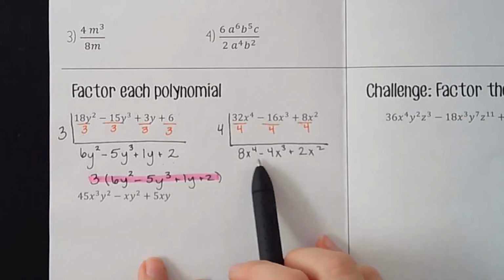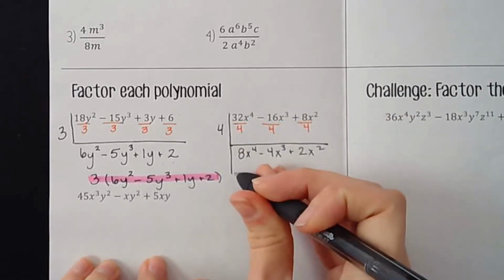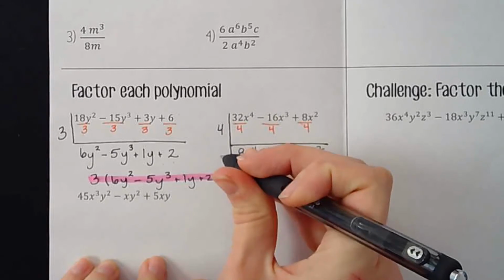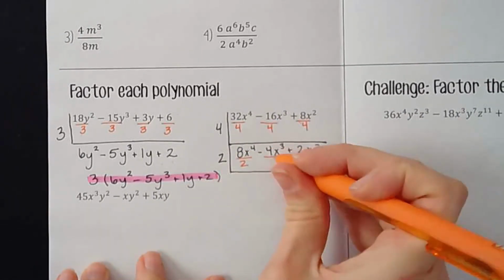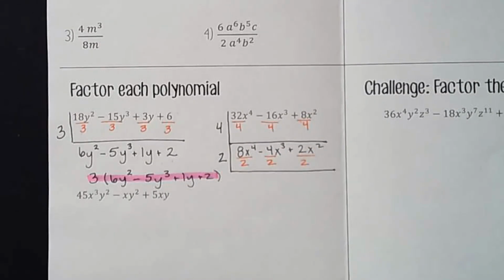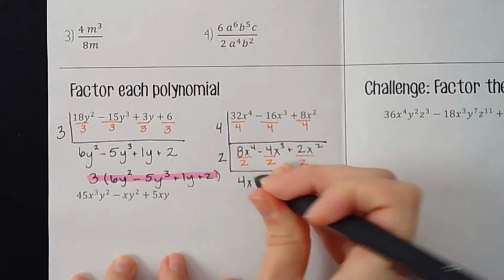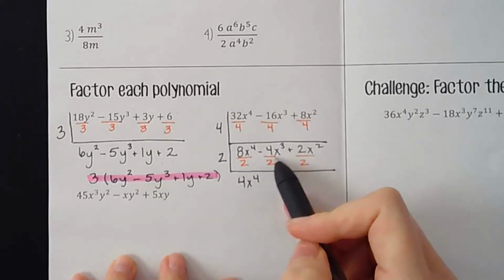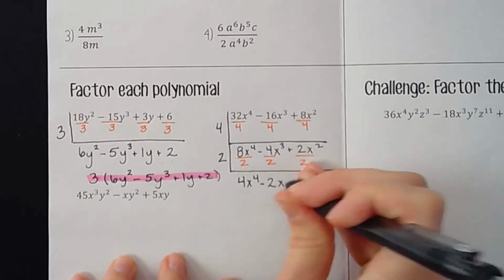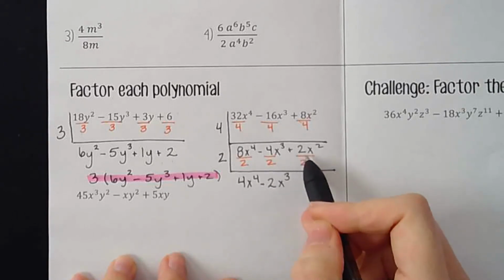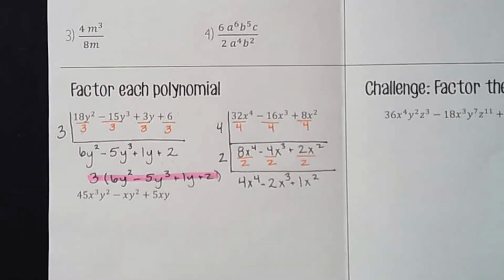Well, it looks like I can factor out a 2 from all of these. So I'll set up my division problem again. I'm factoring out a 2 from all of my terms. So 8 divided by 2 would give me 4x to the 4th power. Negative 4x cubed divided by 2 is negative 2x to the 3rd power. 2x squared divided by 2 leaves me with 1x squared.